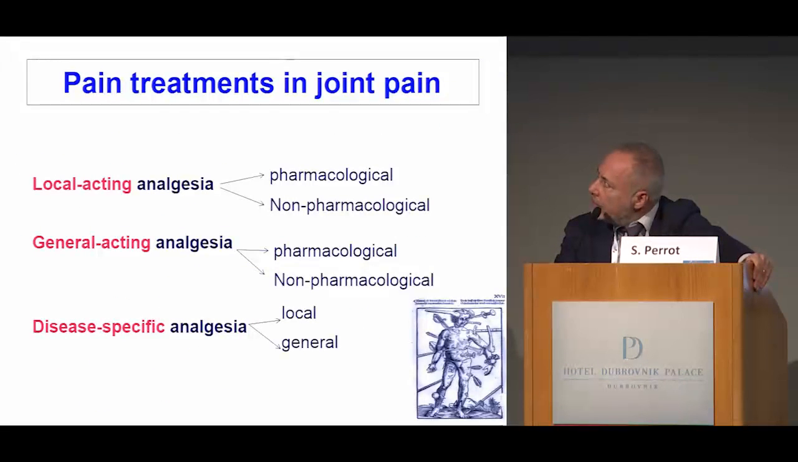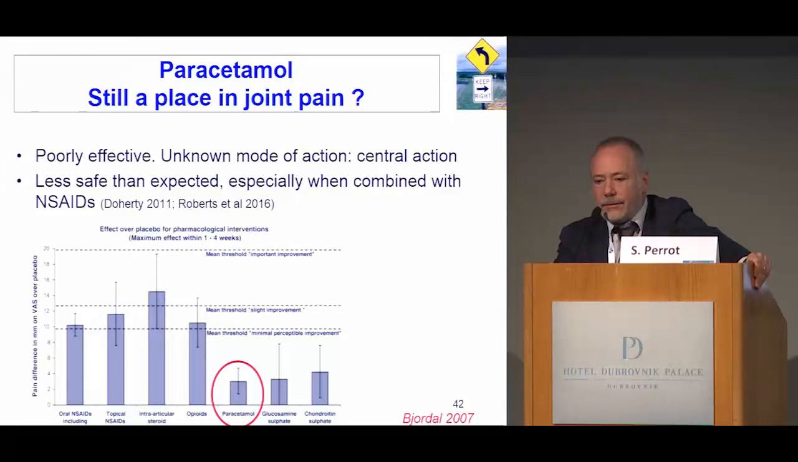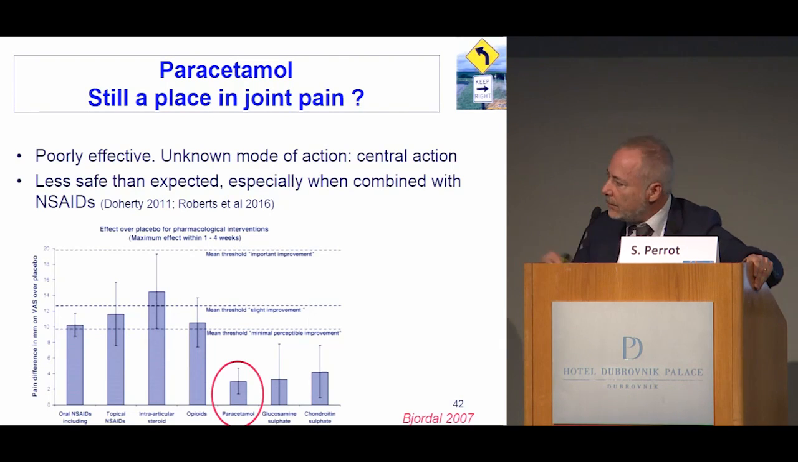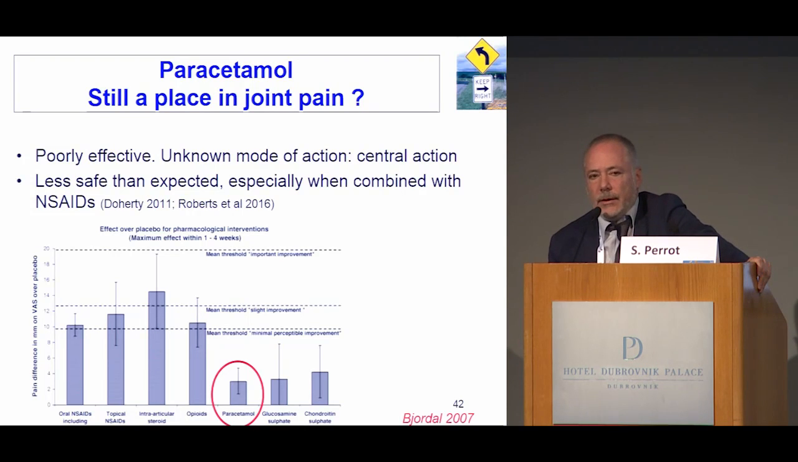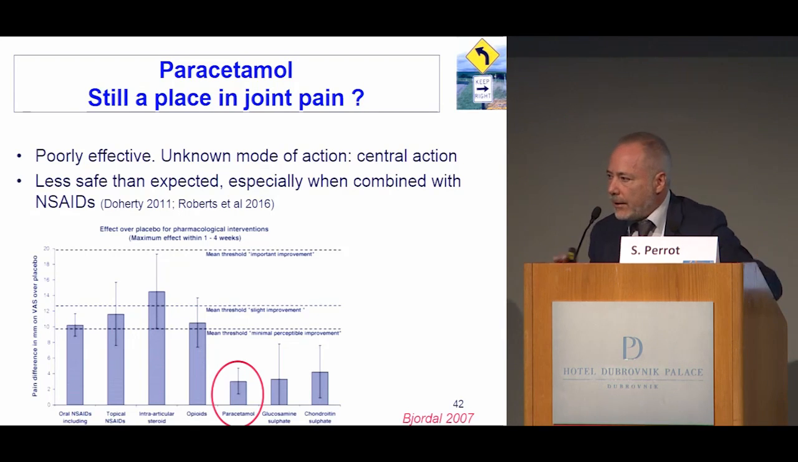Pain treatments in joint pain are numerous. There are local, general, and disease-specific treatments. And there's a lot of controversy considering paracetamol. Is there still a place in joint pain? If you consider all the treatments, paracetamol is poorly effective. But I should mention that probably we don't give paracetamol to the right patient at the right time. It's not a treatment for a chronic condition. It's a treatment for immediate pain, for immediate relief, and I think that perhaps it's not in the right place.